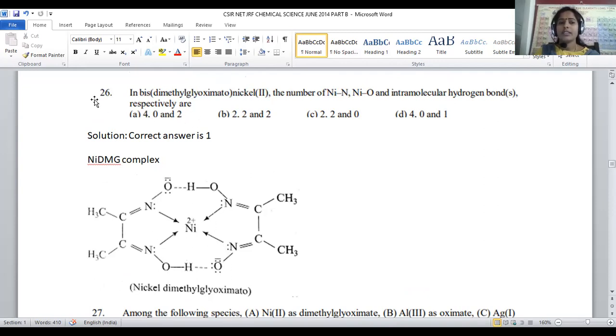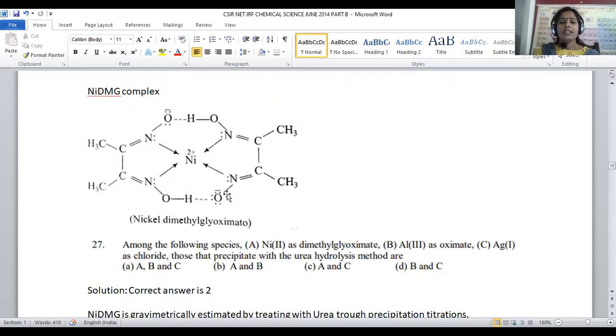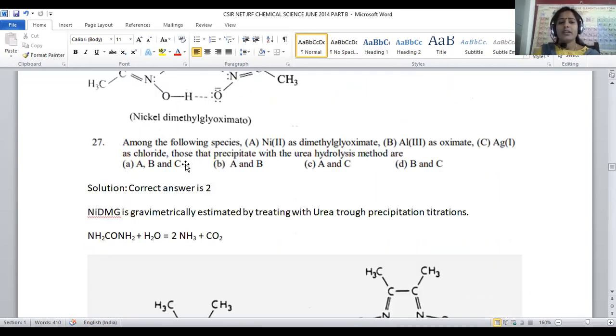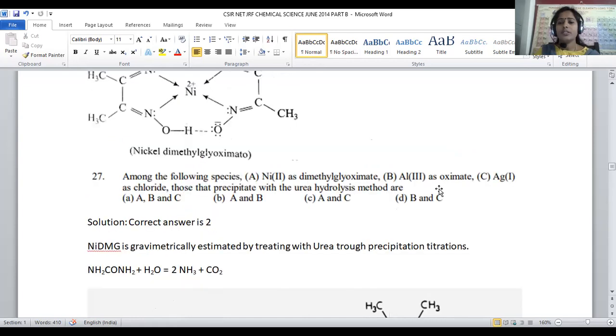So option number 1 is the correct answer for question number 26, right? Let us move on to question number 27. Among the following species, nickel dimethylglyoximate, aluminium oxinate, silver chloride, those that participate with the urea in the hydrolysis, right? So here precipitation titration is carried with the nickel, aluminium, silver with the urea. Where precipitation gets carried, we have to check.